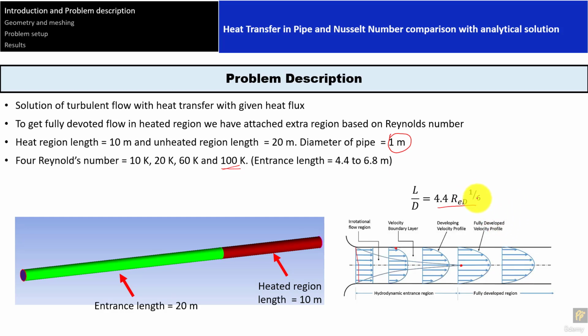So for laminar flow, this length is a little bit longer, and for turbulent flow, this length is a little bit smaller. So the condition is that after this point, the velocity will no longer change in the x direction. Okay, but definitely there is a change of velocity along the y direction. That is because of the boundary layer.